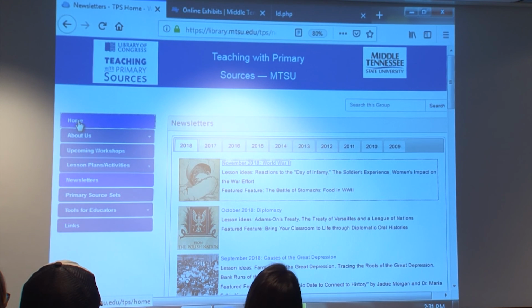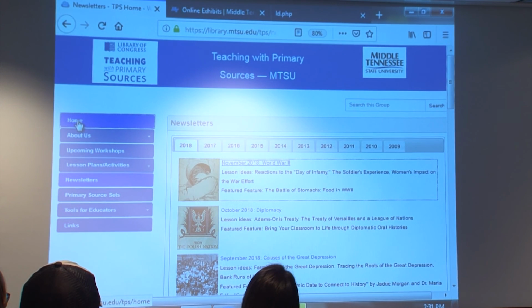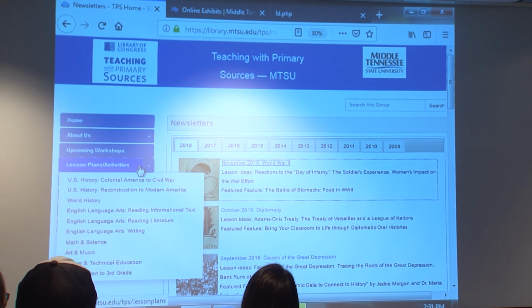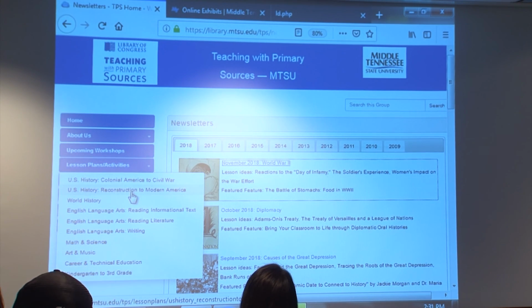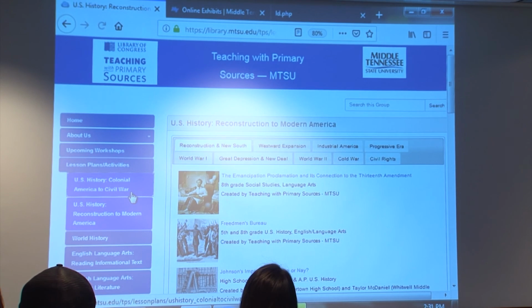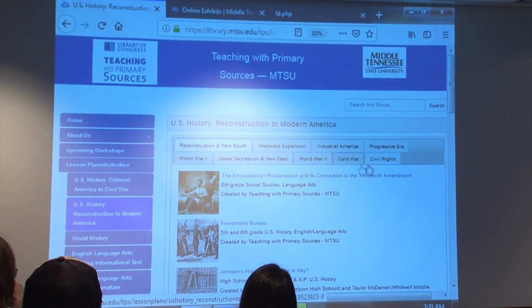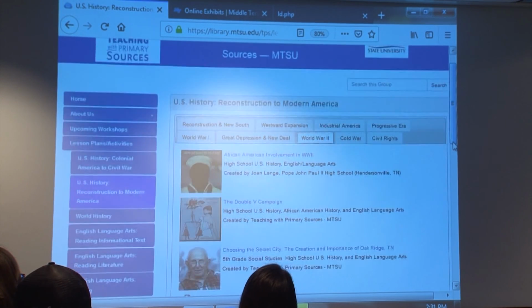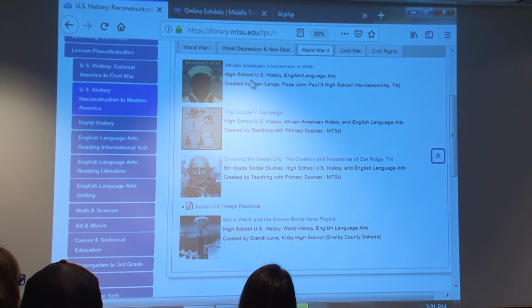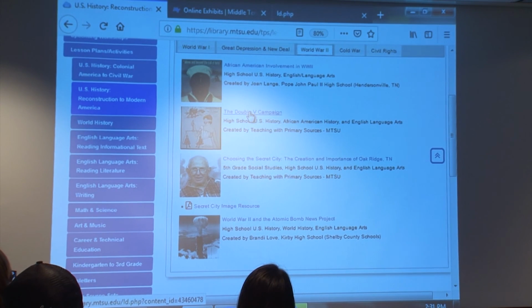Okay. Well, let me just show you where that lesson plan was that I was using. Under lesson plans and activities, you go down to the tab. We did it by curricular areas, obviously. And then we did it by chronological topics. So under World War II, we do have African American involvement in World War II, the Double V campaign, Victory Here and Victory Abroad. This is tied into the civil rights movement.